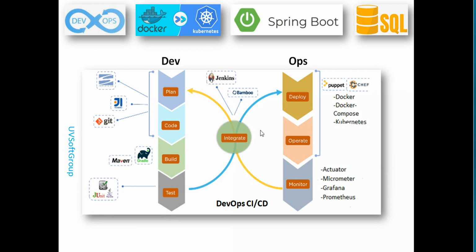At the moment we are not using integration tools like Jenkins or Bamboo. We are simply deploying the application as a standalone jar file, and in a later screencast I will discuss how we can integrate Docker and Docker Compose, or Docker and Kubernetes, to deploy the same application, and also how you can integrate those microservices to monitor them with Actuator, Micrometer, Grafana and Prometheus. That's the idea to implement the features.